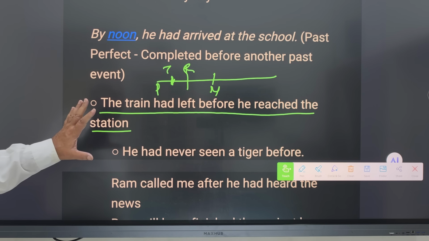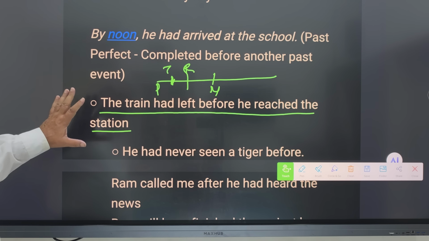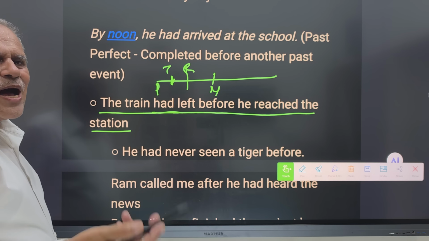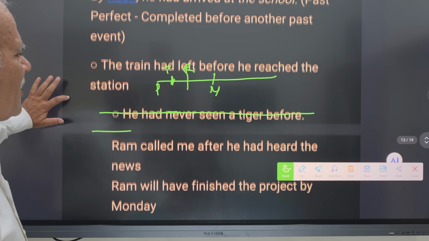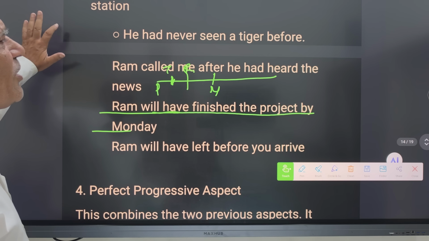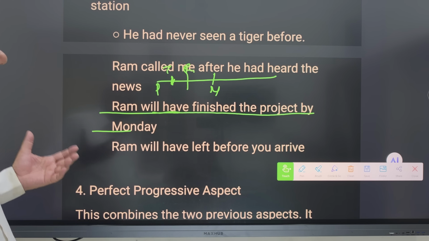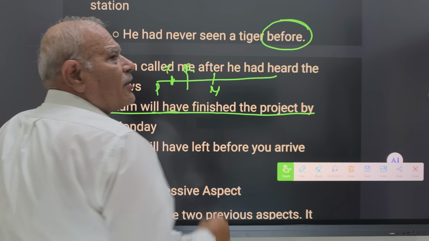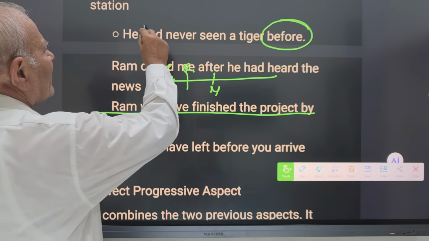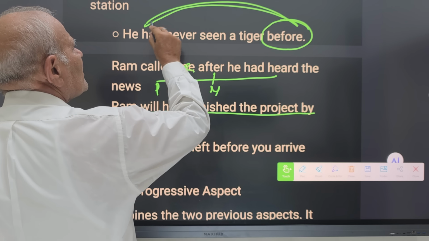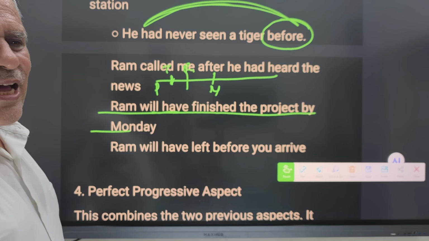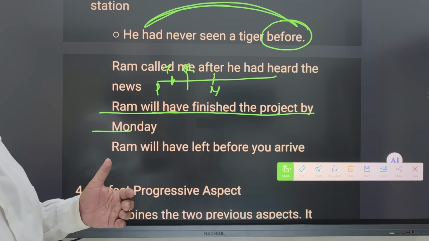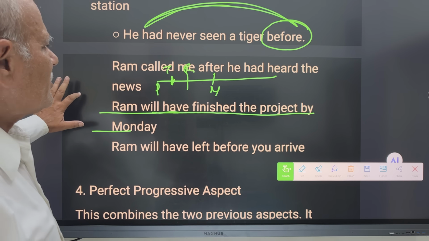That's why two events are happening. For the earlier event you can use had, and for the later event you can use past indefinite. Second form: He had never seen a lion before. He had never seen a tiger before. If you use the word before or already, then you can use had. This means for the first time in his life, he is seeing the tiger at that time. We are talking about the past event.